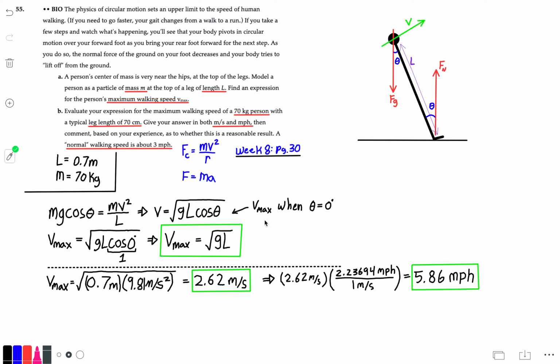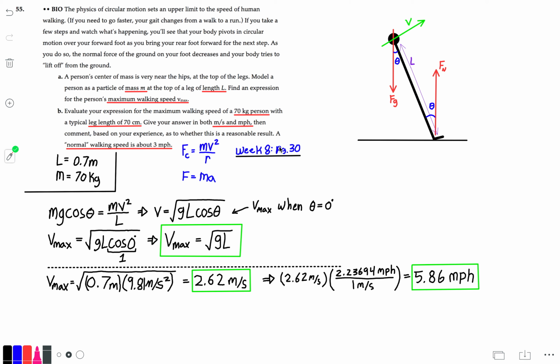From here, we can plug our values into the equation that we just got, g being gravity and L being the leg length. Then we get a maximum velocity of 2.62 meters per second, and converting that to miles per hour using the generalized conversion unit right here, we get that the speed is 5.86 miles per hour, or 5.89 miles per hour.